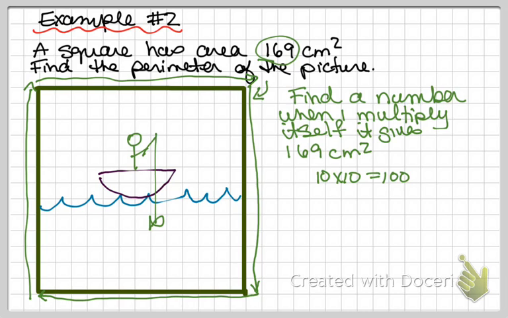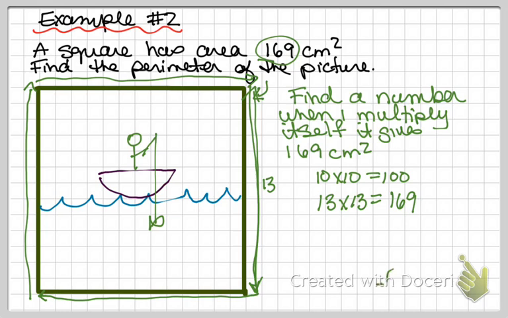You could do 12 times 12, that's 144, not quite there. So then you could do 13 times 13. 13 times 13 is 169. So that means this side length here, if I didn't draw it out for you, you could figure out that it is 13. And it's a square, so each side needs to be 13.